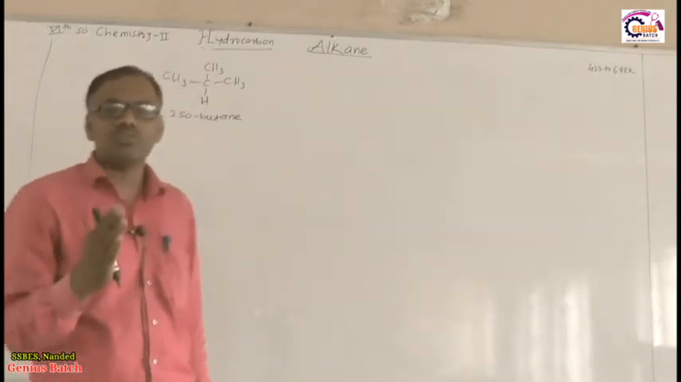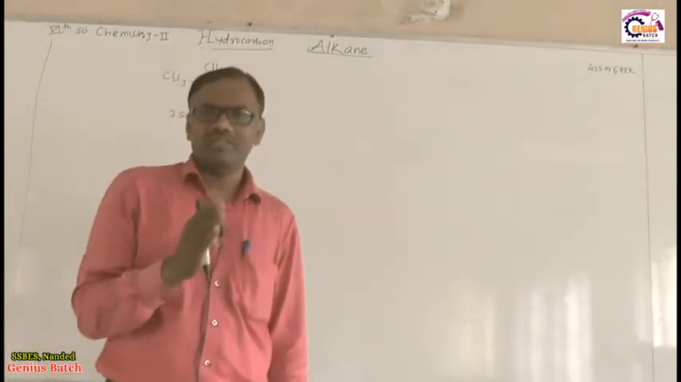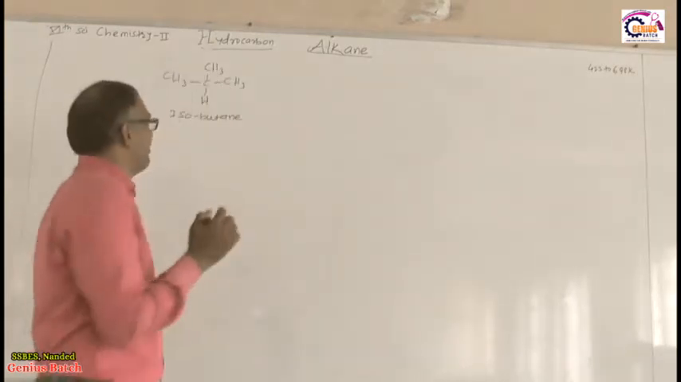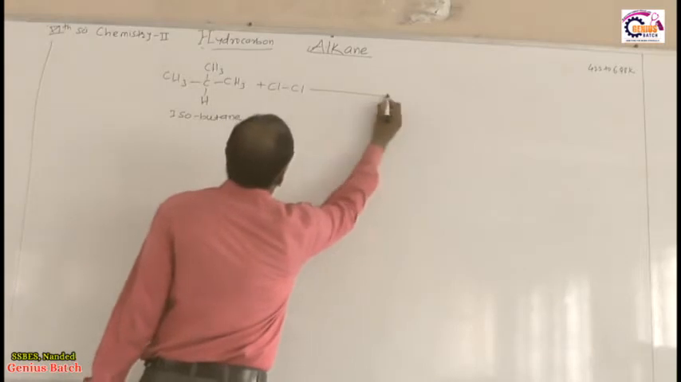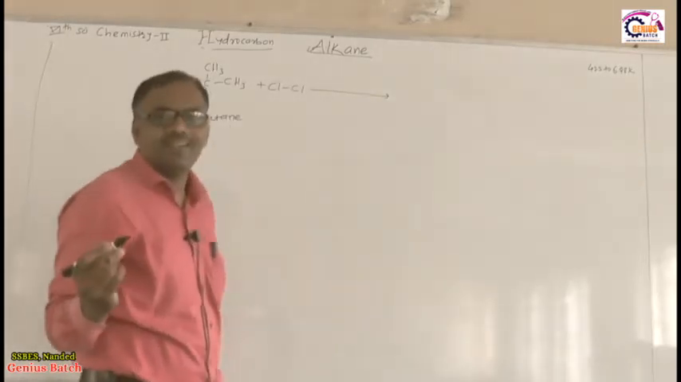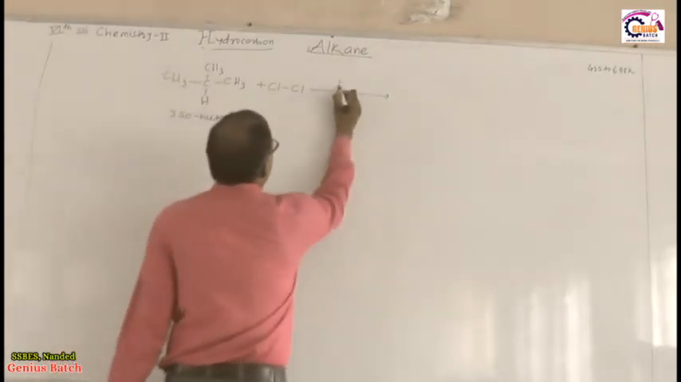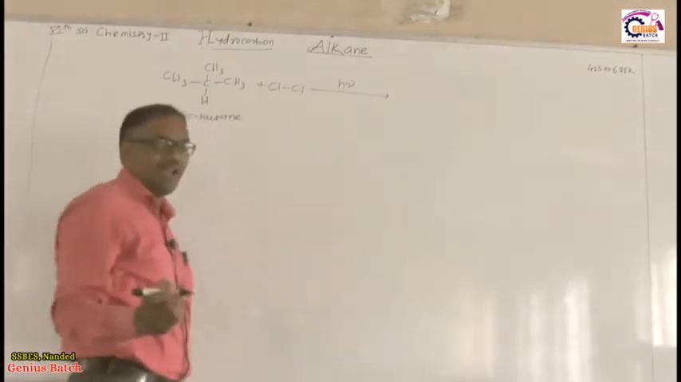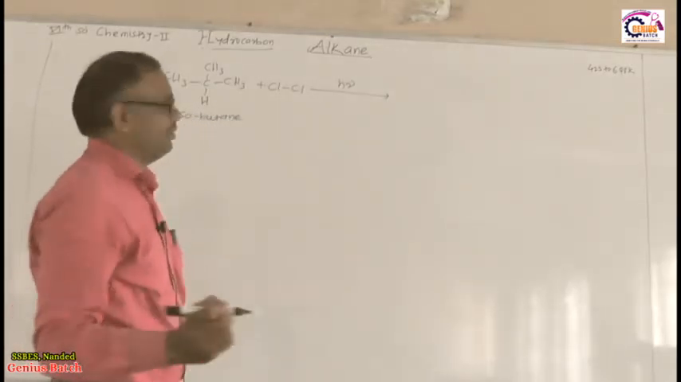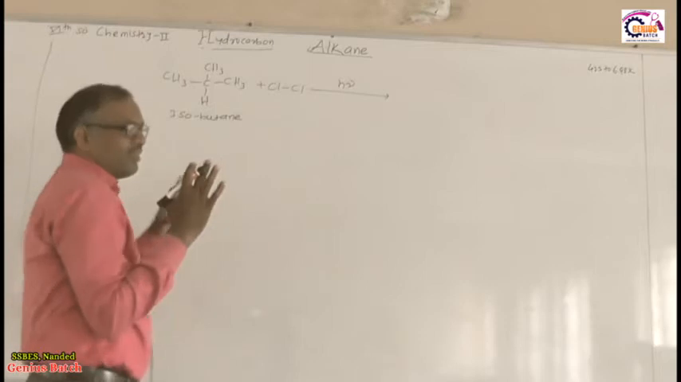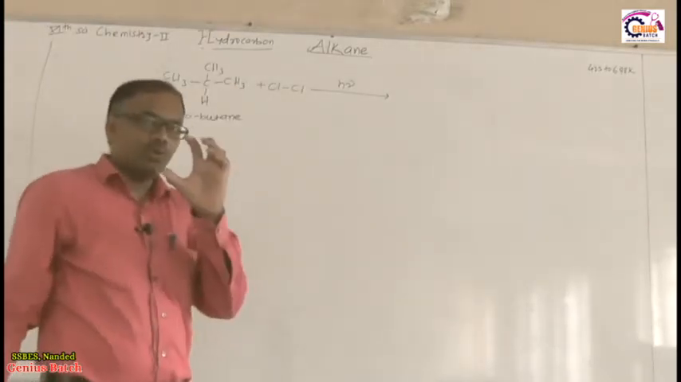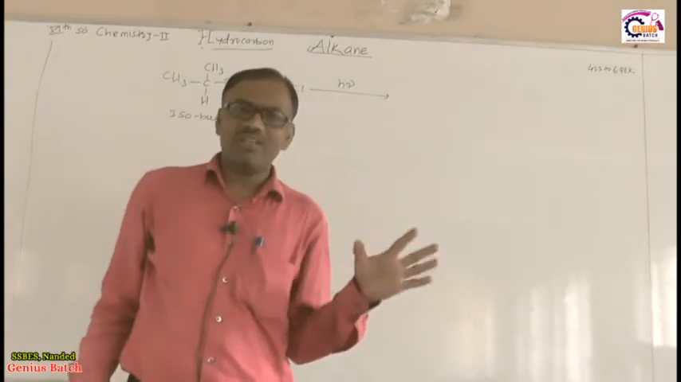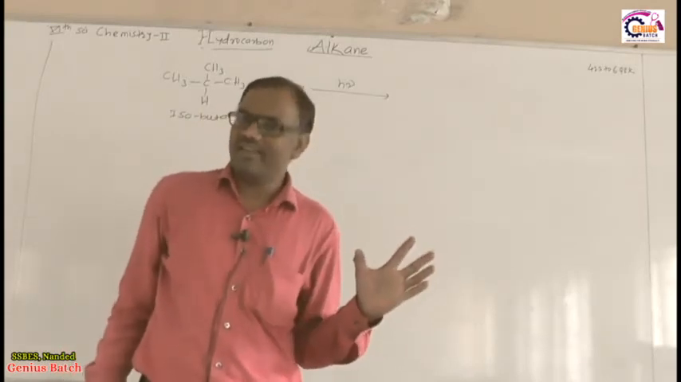Now I want to carry out the chlorination of this compound, right? So this isobutane is heated with chlorine in the presence of ultraviolet light. Okay, so you know that if such an example is given, chlorination as well as bromination as well as iodination is there.